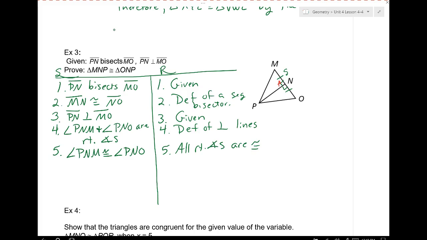You said P, which one? Yeah, segment PN. That is the reflexive property. Yes, yes. That is the reflexive property. Exactly. So on this one, I get segment PN is congruent to segment PN by the reflexive property.